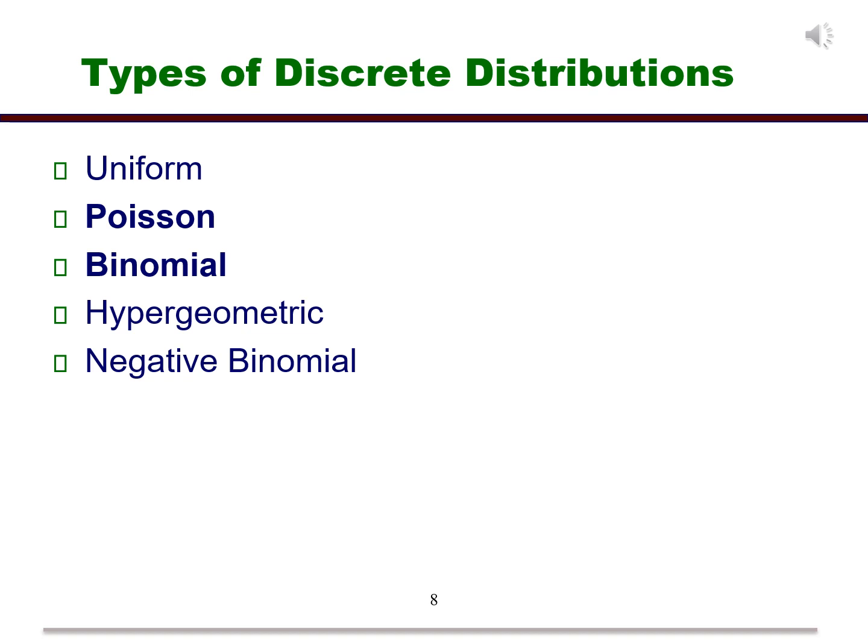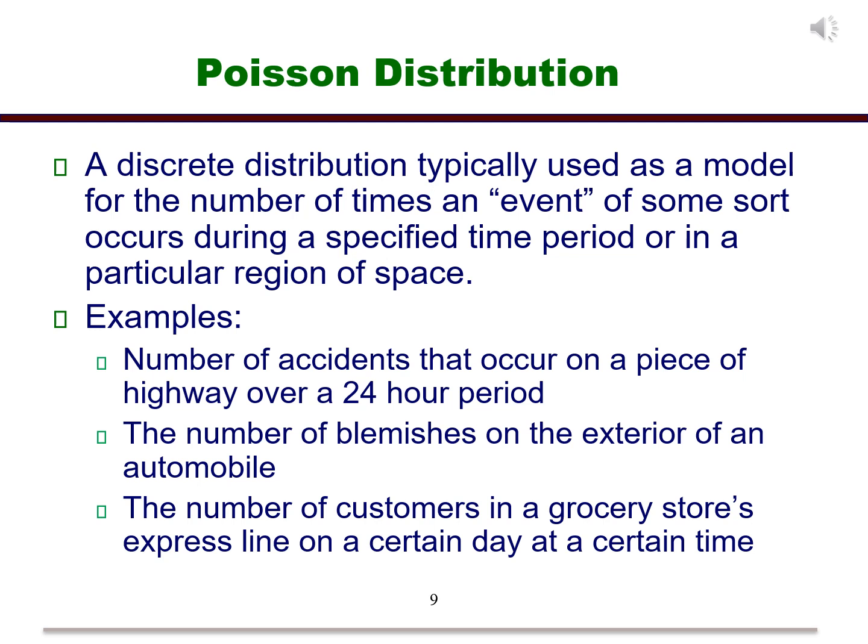There are many different types of discrete distributions. For this course, we will focus on the Poisson and binomial distributions. Let's start with the Poisson distribution. The Poisson distribution is a discrete distribution typically used as a model for the number of times an event of some sort occurs during a specified time period or in a particular region of space. There are some examples of this on the slide. You can think about this distribution as being useful for count data.